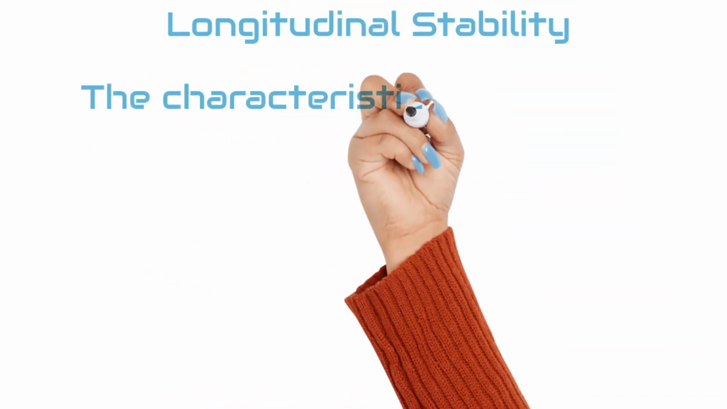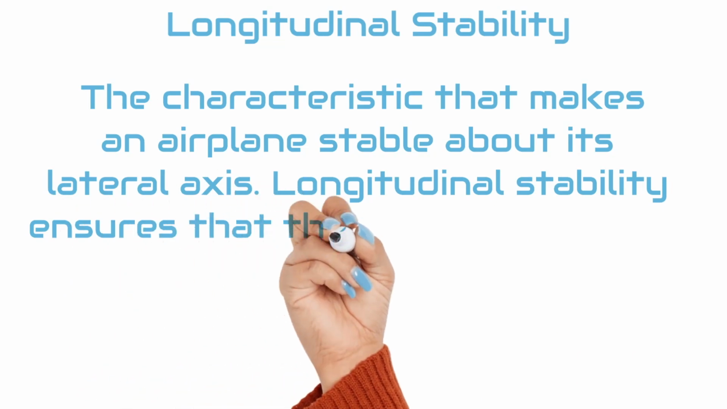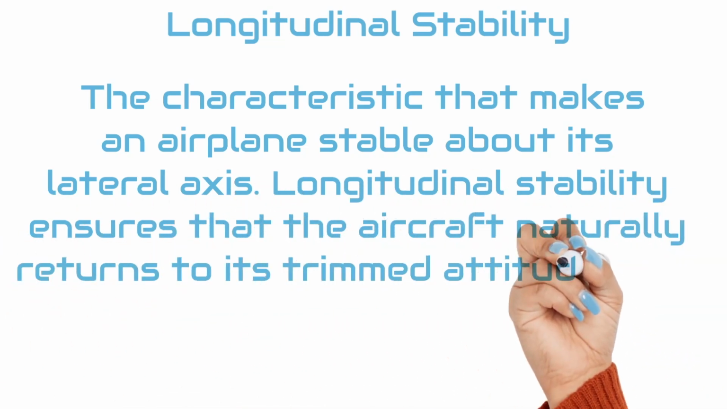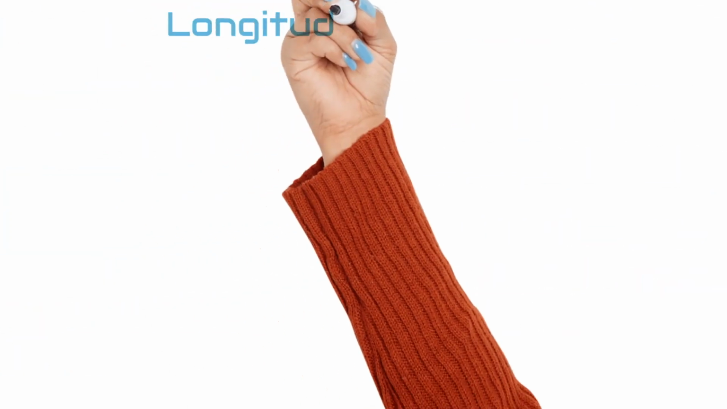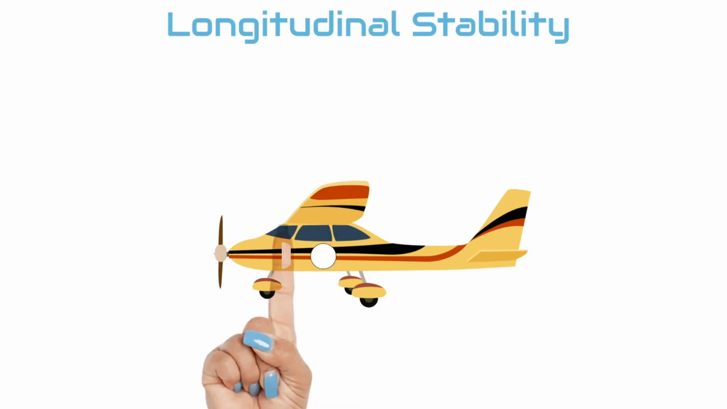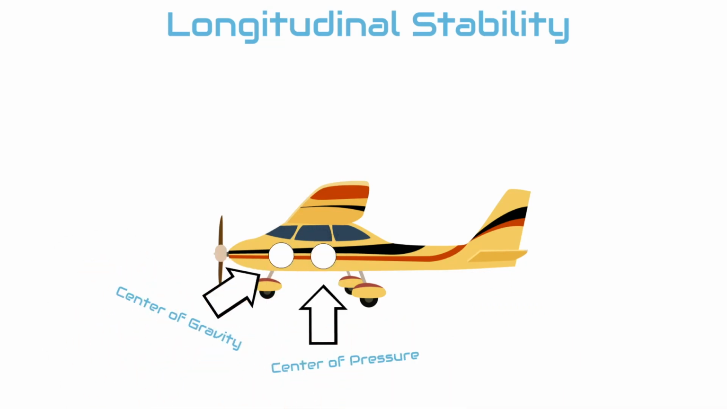Longitudinal stability is the characteristic that makes an airplane stable about its lateral axis. Longitudinal stability ensures that the aircraft naturally returns to its trimmed attitude after disturbances, such as gusts or control inputs. The longitudinal stability of an airplane is influenced by the position of the center of gravity relative to the center of pressure. For longitudinal stability, it is important to have the CG located ahead of the CP.